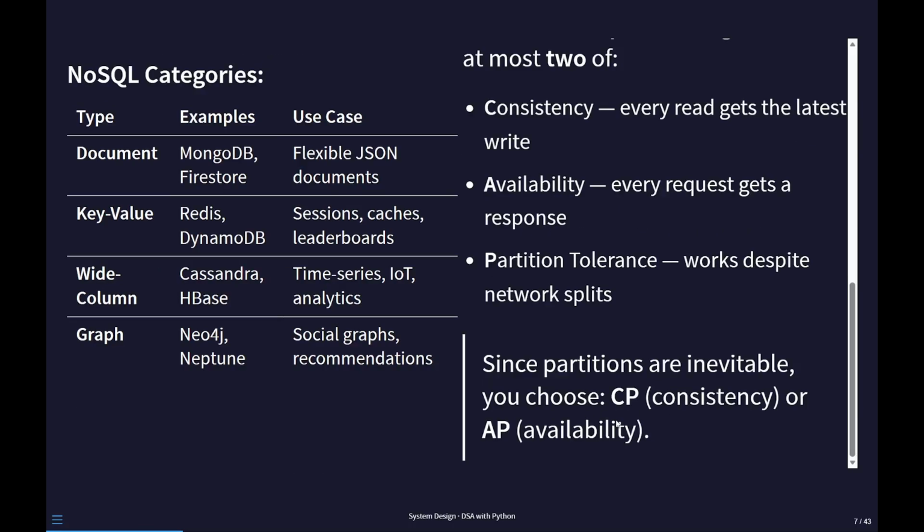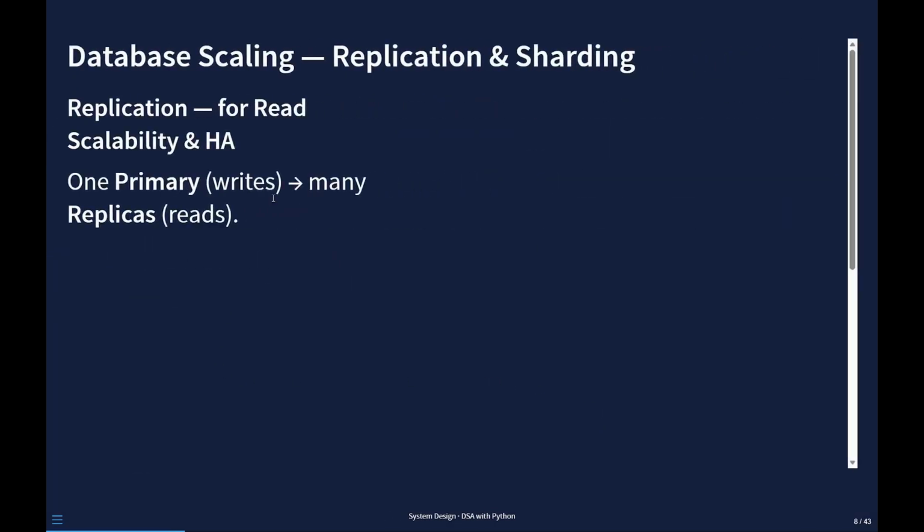Next, once a single database cannot keep up, you have two main scaling strategies, replication and sharding. They solve different problems. Replication is primarily for read scalability and high availability. One primary node accepts all writes and replicates its data asynchronously to one or more replica nodes. Your application directs all writes to the primary and spreads reads across the replicas.